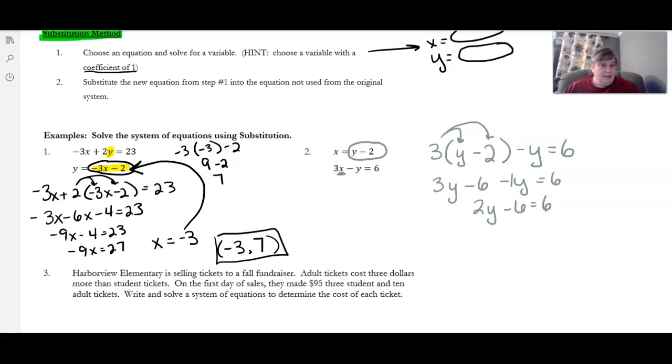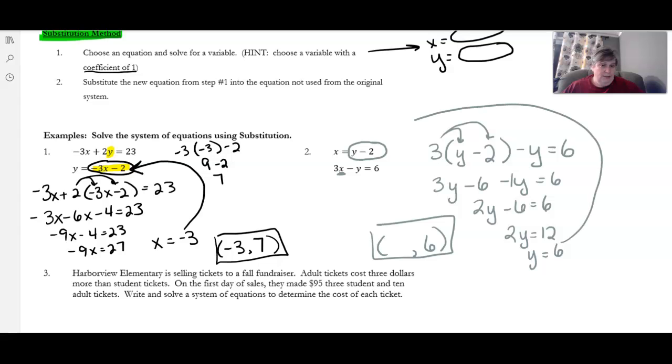I'm going to add 6 to both sides, and so I'm going to get 12. And I'm going to divide by 2 on both sides, and so I get 6. So I just found the y answer, which is the second answer. Now I'm going to take this, I'm going to plug it into my circle. And so it's going to be 6 minus 2, which is 4.